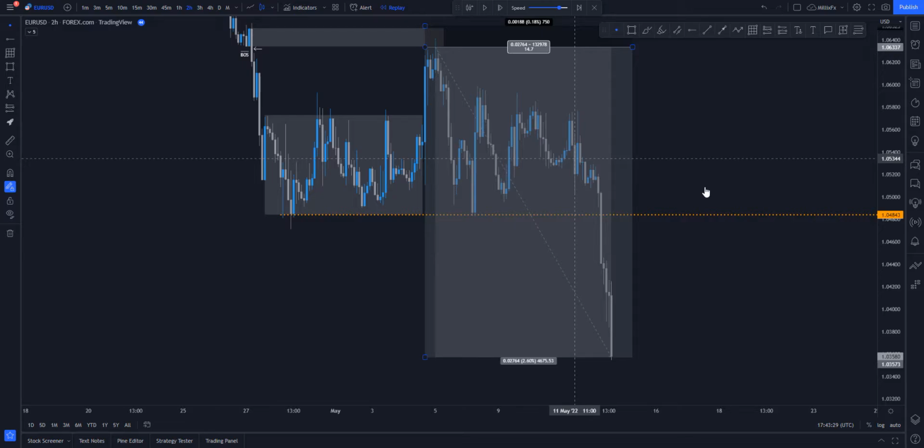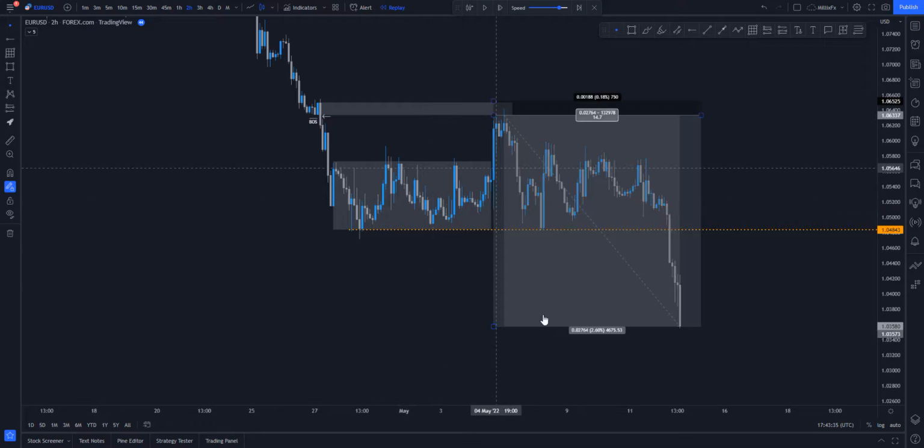So this basically explains the liquidity concepts of what I'm talking about. You see how price was ranging. People would think that it will continue to the downside. All of a sudden, boom, it shifts to the downside.